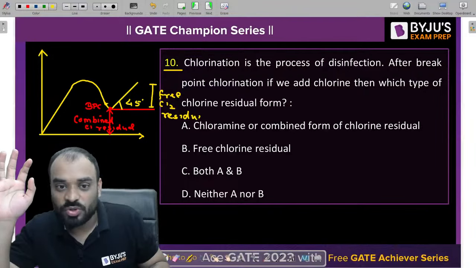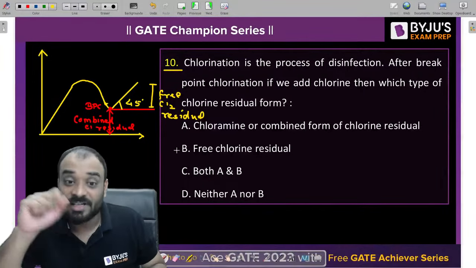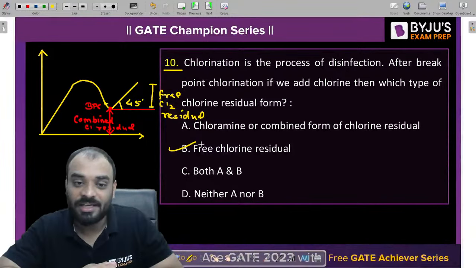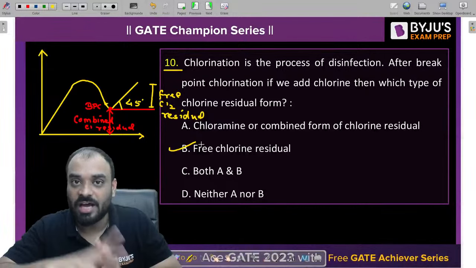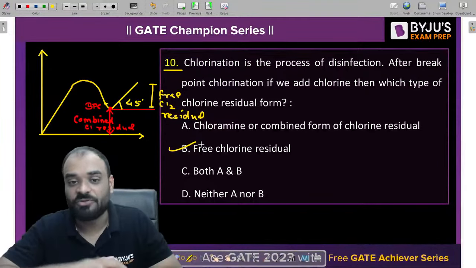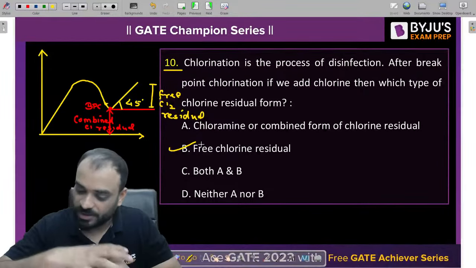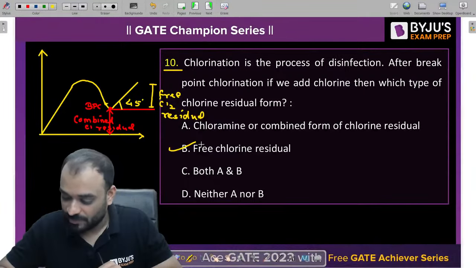Now tell me which one is the correct answer. It is B basically, not A, not C, not D. So whatever chlorine residual form you are having after the BPC point, that is basically free chlorine residual only. Clear guys? It is clear?